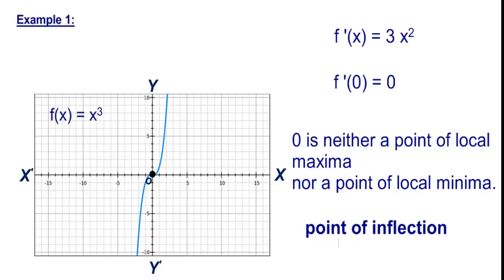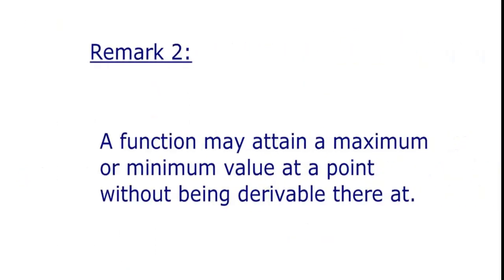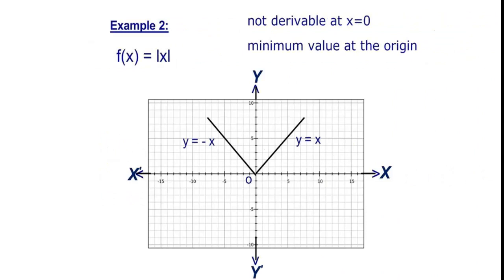Now, let us see the second remark. A function may attain a maximum or minimum value at a point without being derivable thereat. So, again we will understand this with the help of this graph. Consider the function f of x is equal to absolute value of x. And here is the graph for this function. Clearly we can see the minimum value is at the origin, because the minimum value it can take will be at x equal to 0. However, this function is not derivable at x equal to 0.